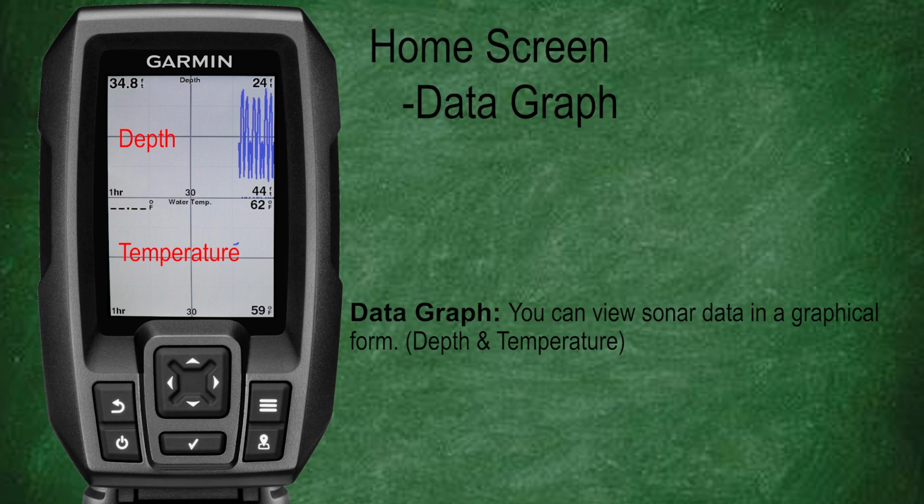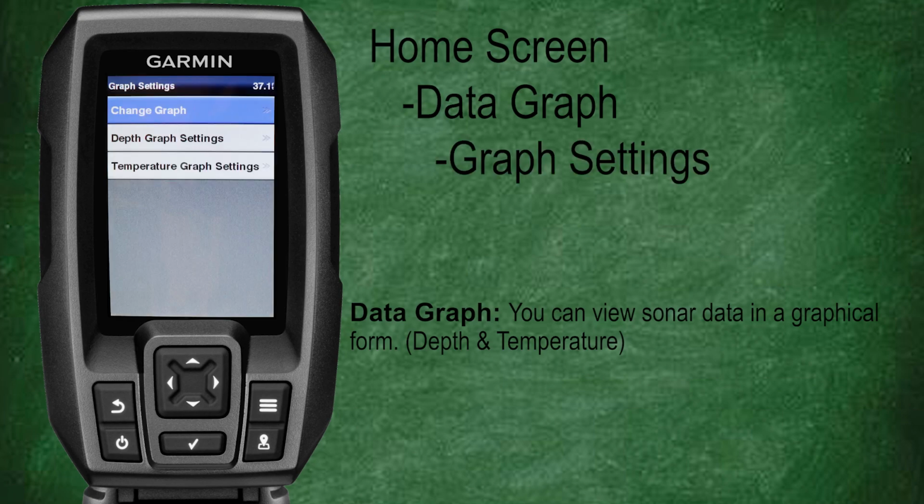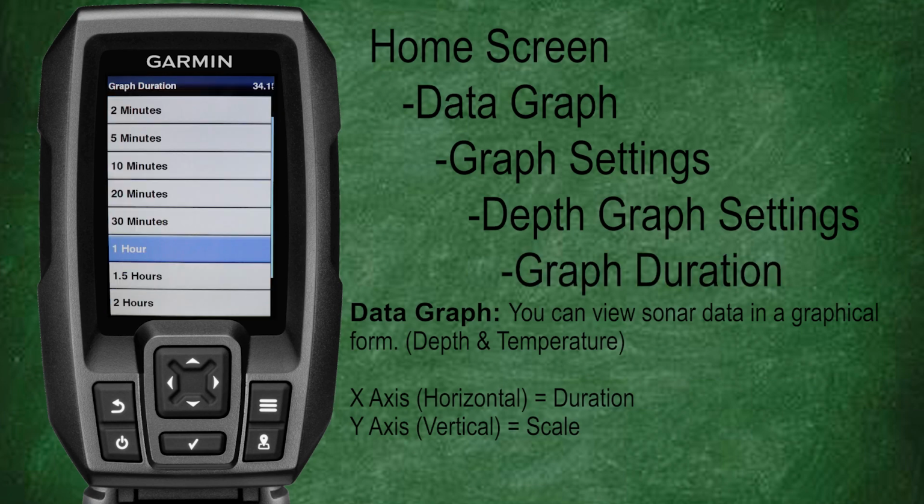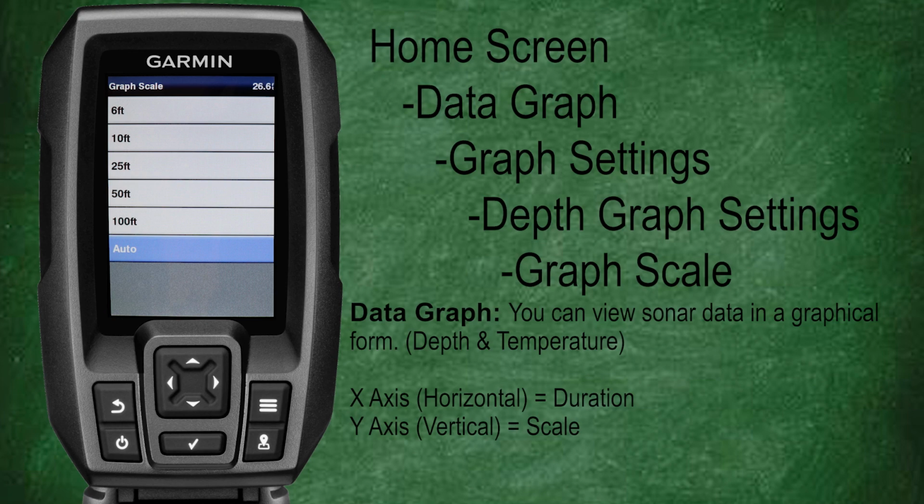Now we're going to look at graph setting options. So press the menu key and select Depth Graph Setting. Here you're able to set your X and Y axis for your graph. In this case, the duration and scale. Selecting duration will let you set the duration axis on the graph, while selecting scale will let you adjust the scale axis. I recommend keeping the scale in auto.